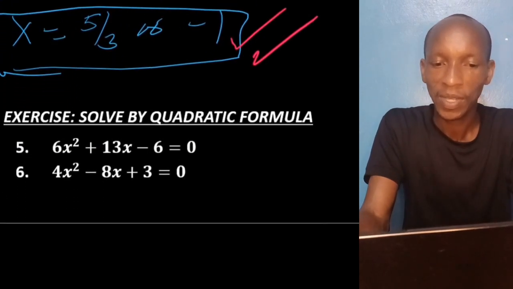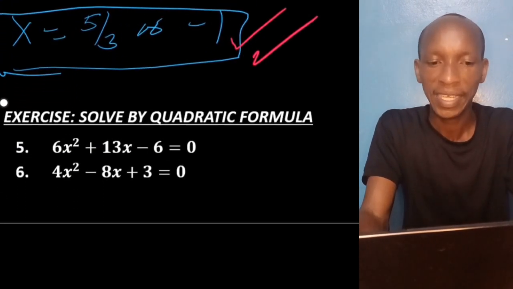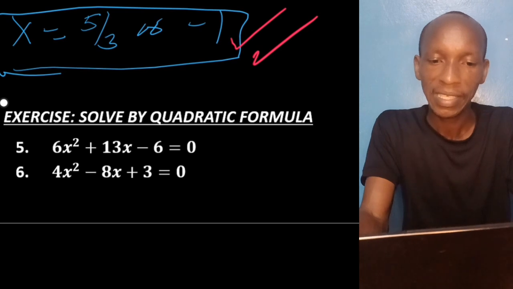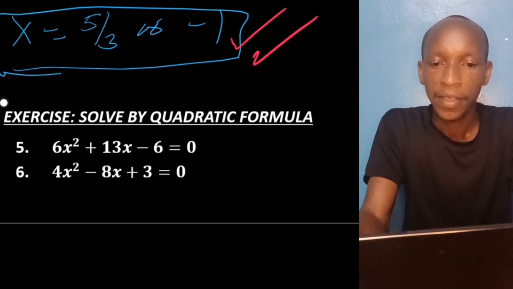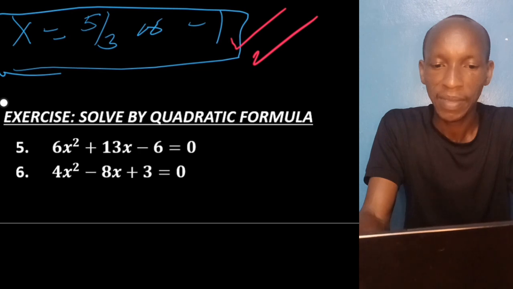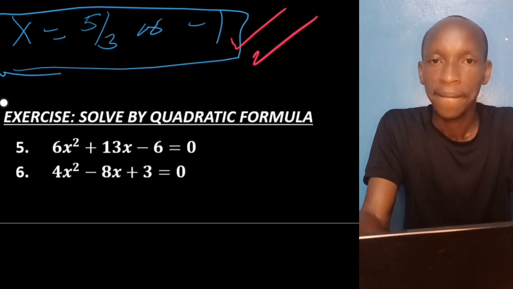In that connection, therefore, you can work out this exercise, number 5 and number 6, solve by the quadratic formula: 6x squared plus 13x minus 6 equal to 0, and 4x squared minus 8x plus 3 is equal to 0.